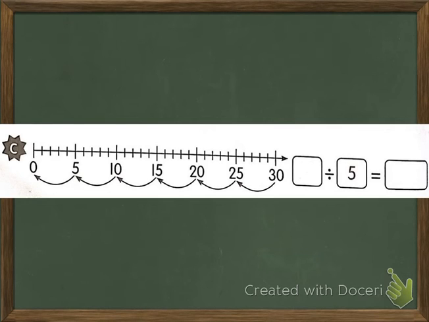Okay, next example. This is a number line. Okay. The first box here is the total number. Okay, look at this question. The total number is here. So write down here 30. Okay. Divided by 5. Divided by 5 means 30 to 25 is 5.